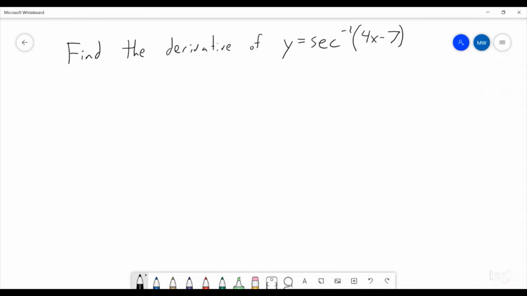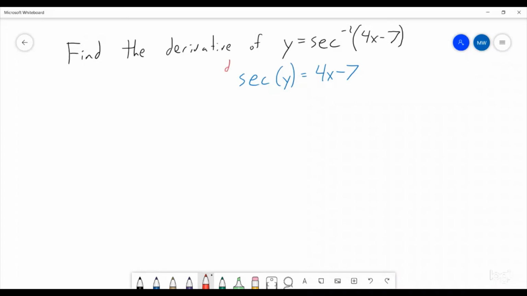Okay, so the first thing that we're going to want to do is rewrite this so that we know how to take the derivative of each piece. Now, the inverse trig functions, those are really complicated ones to remember. I can't keep them straight, so the way that I would recommend doing this is to rewrite this expression as secant of y is equal to 4x minus 7. And now we are going to take the derivative exactly like we did on the first problem, where we are going to be using implicit differentiation.